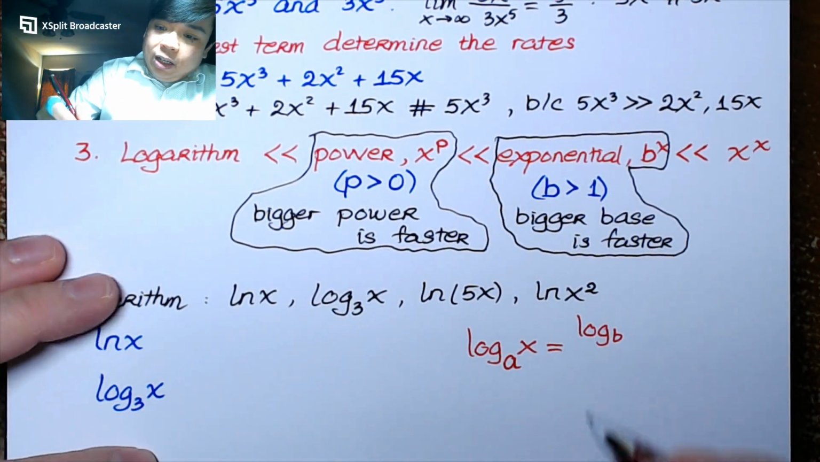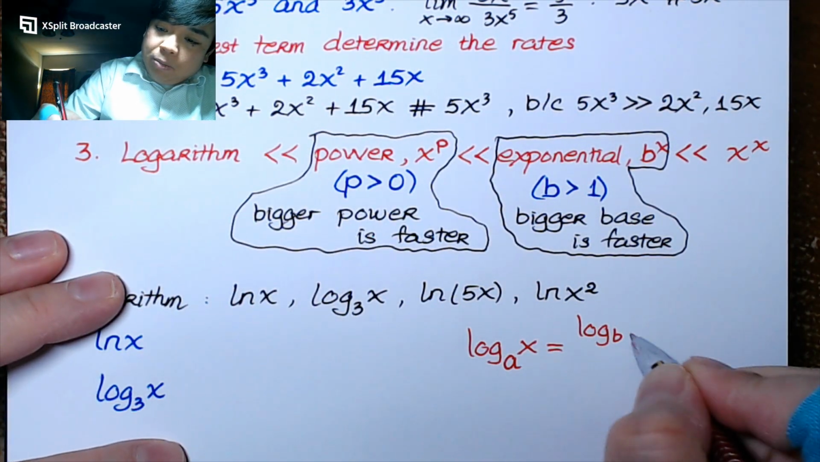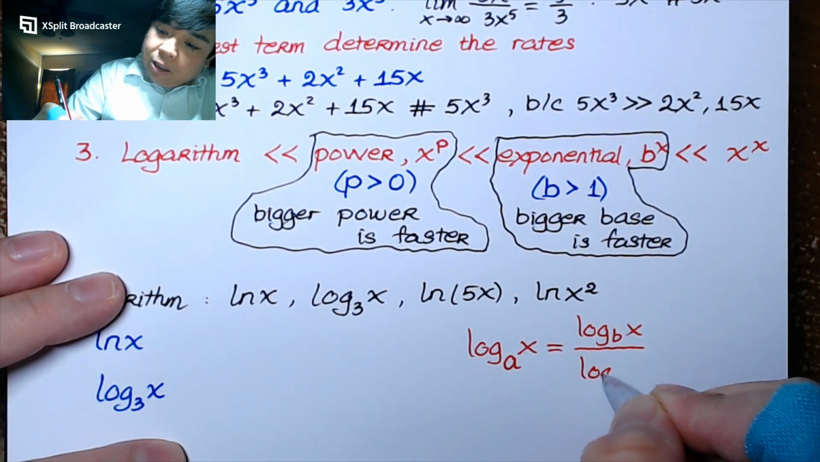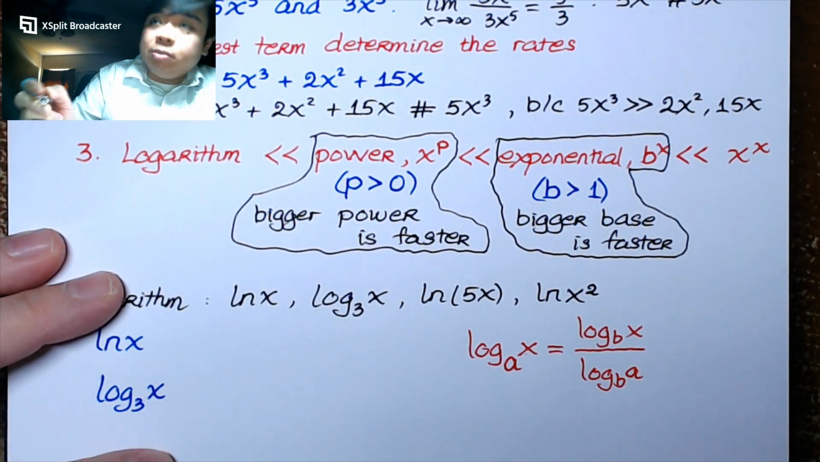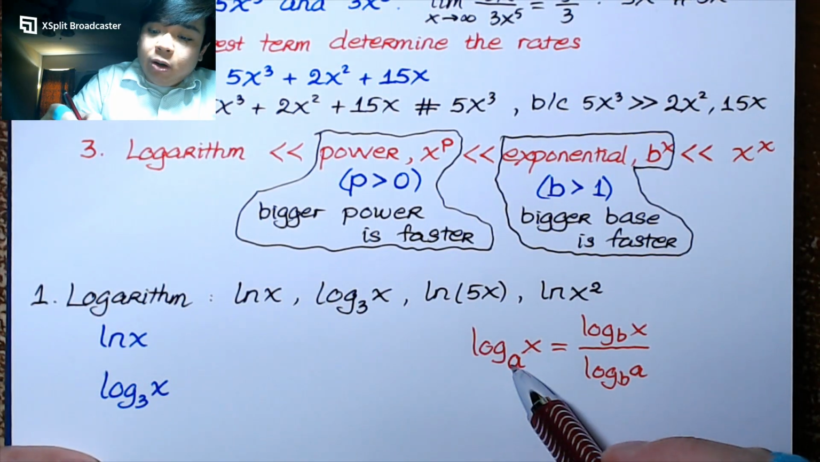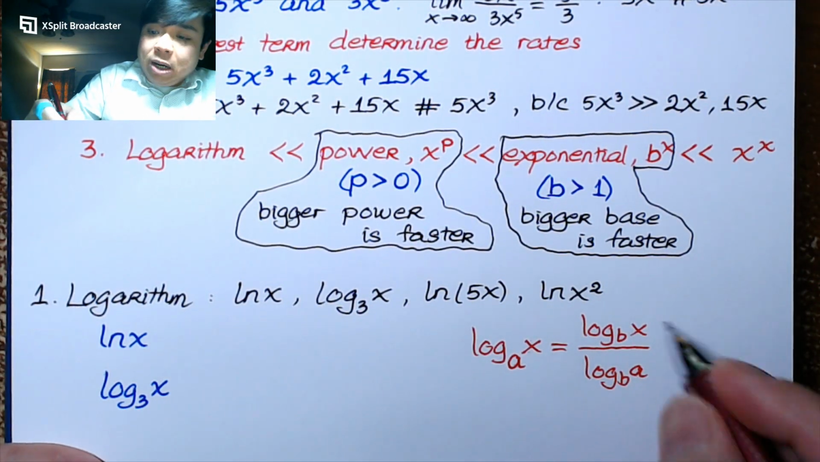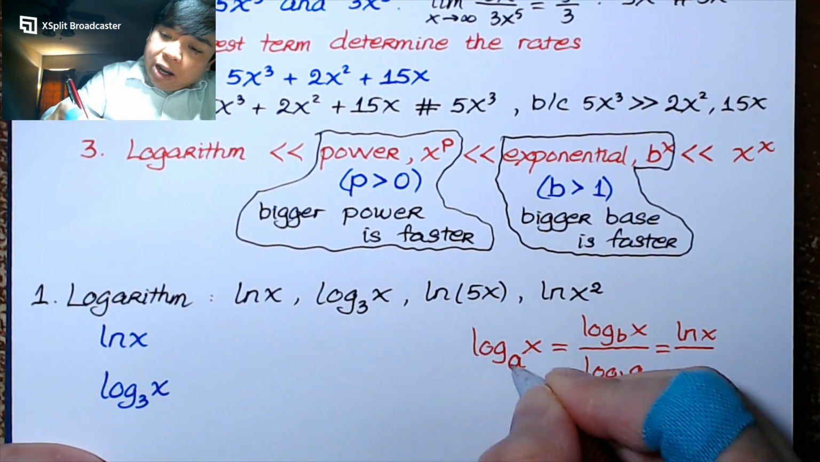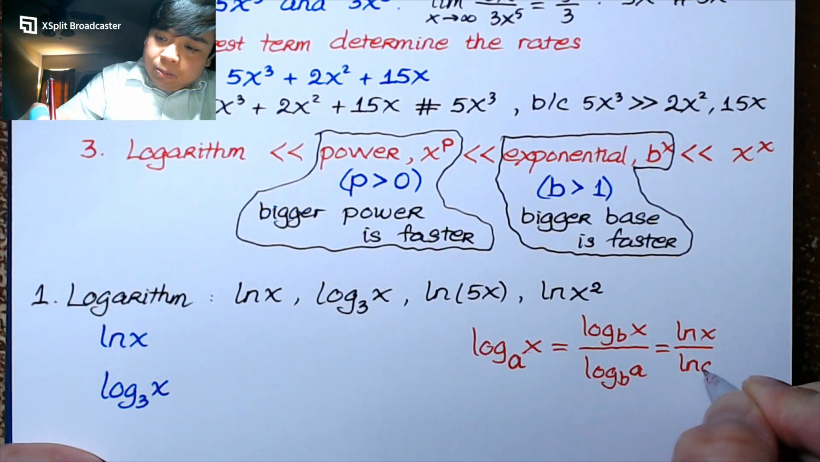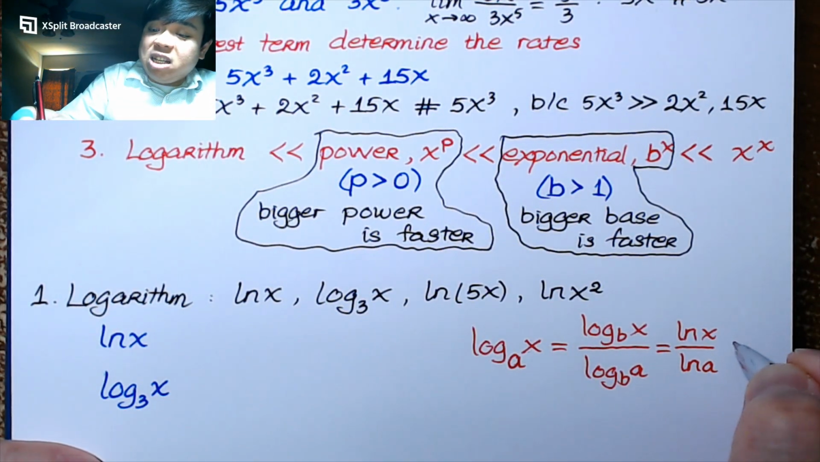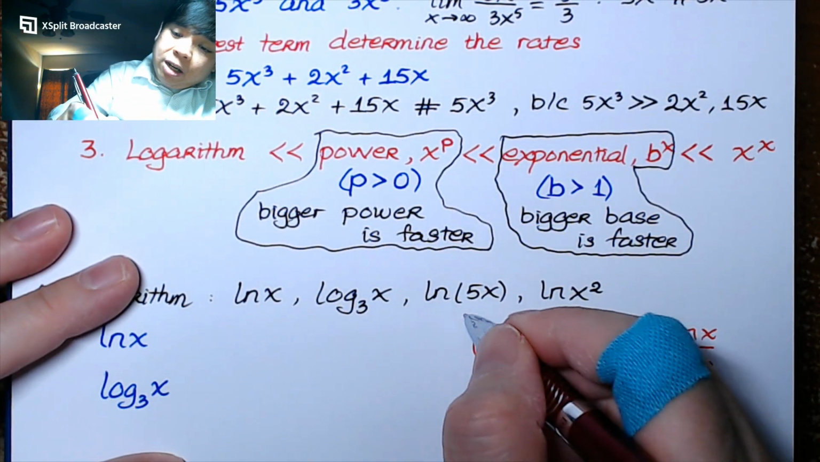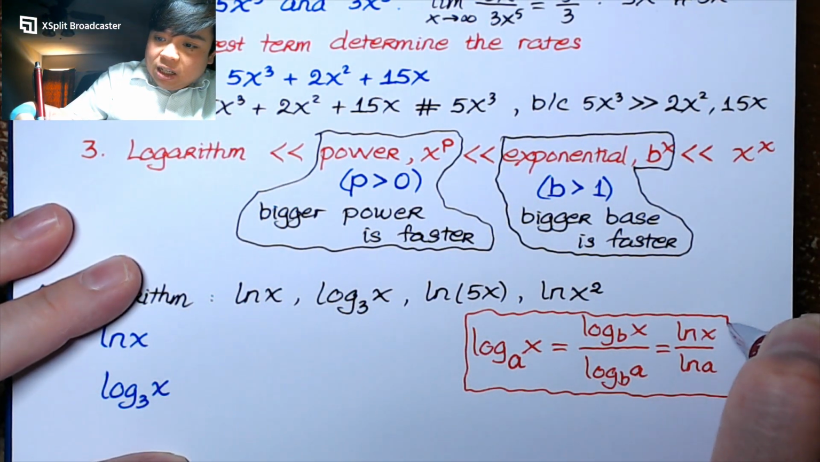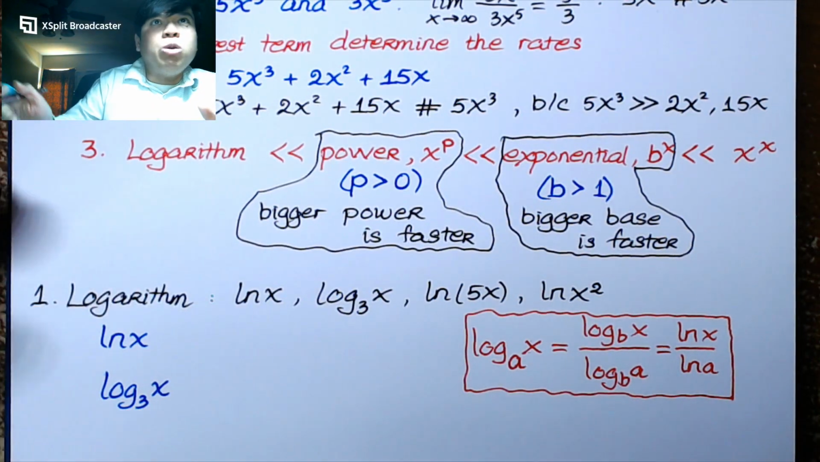log base A of x, we go from base A to base B: log base B of the argument over log base B of A. And so we go from any base to another base. But usually we just use ln of the argument over ln of the base. Of course, you can also use the common log base 10, but let's just stick with ln. So this is the change of base formula. We don't use that a lot in calculus unless we try to prove something.